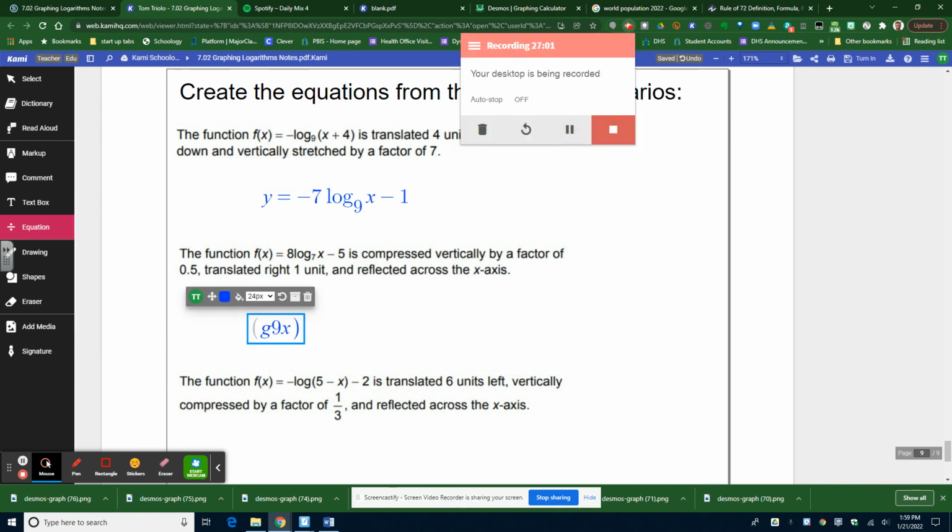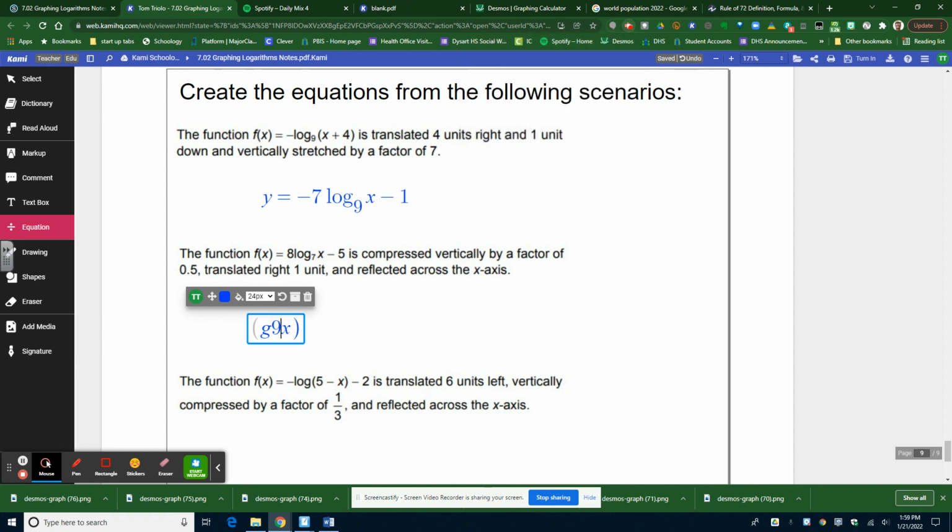Or some of you, g of x. Okay. So if we're compressing by a half, what happens to the 8? No, compressing, multiply. Goes down to 4. Okay, log base 7. Are we moving left or right? It looks like we're moving right, so we're going to need to add some parentheses. x minus 1, close it. We're moving up or down? Nope, so it sticks with the -5. And the last thing is reflecting. Put a negative way out front.